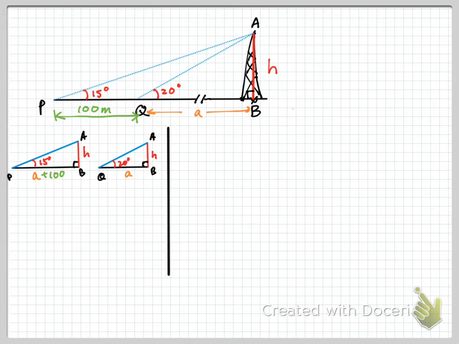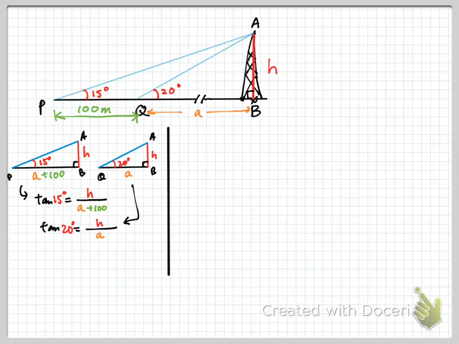unknowns H and A. So from the first triangle, we obtain tangent 15 degrees equals H divided by A plus 100. This is in the ABP triangle. And likewise, in the ABQ triangle, we can set up tangent 20 degrees equals H over A.